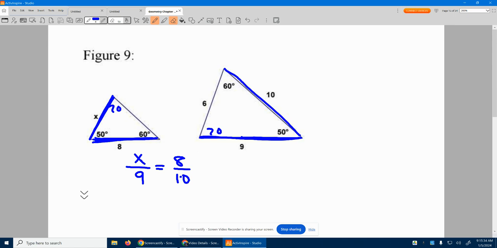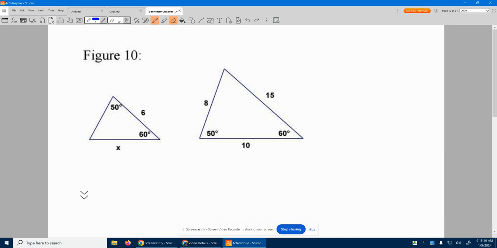So I have 10 times X. So these multiply 10 times X equals 8 times 9, 72. Divide by 10 and you get X is 7 and 2/10. So X is 7.2.